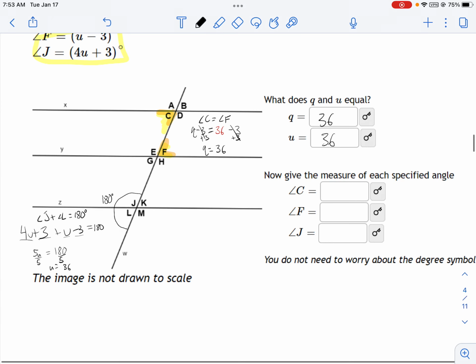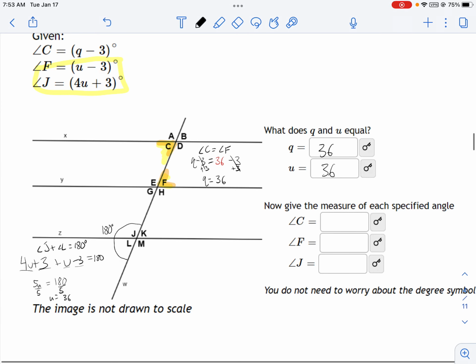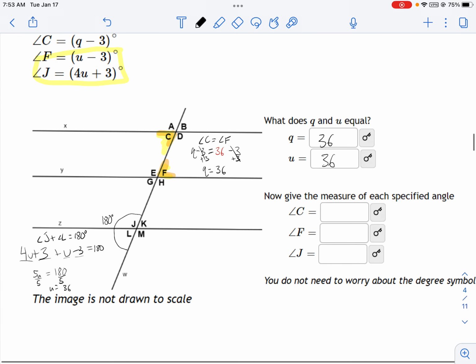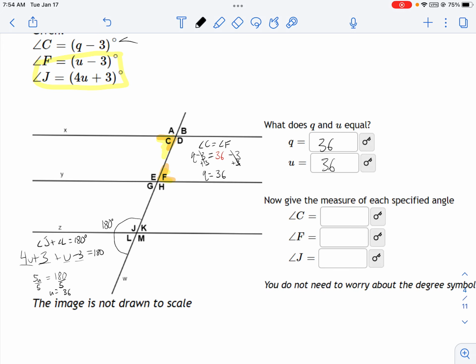Now, how do we figure out the measures of those three angles? Just plug in your variables. You know what Q is, you know what U is. We know that C is Q minus 3. Q is 36. What's 36 minus 3? 33. That is the measure of angle C. Angle F is going to be the exact same thing because we said these were congruent angles. They have to be the same.